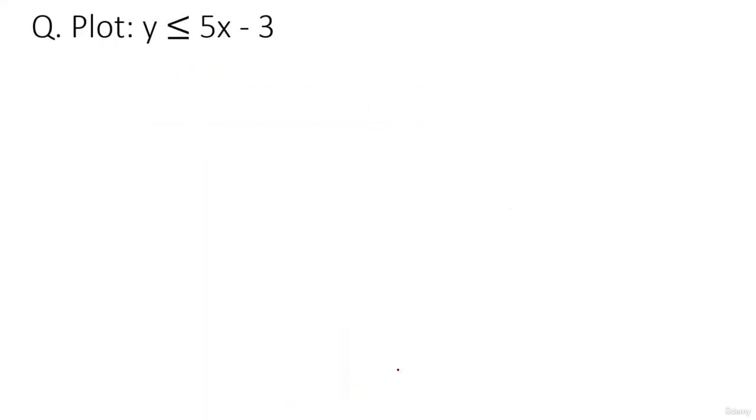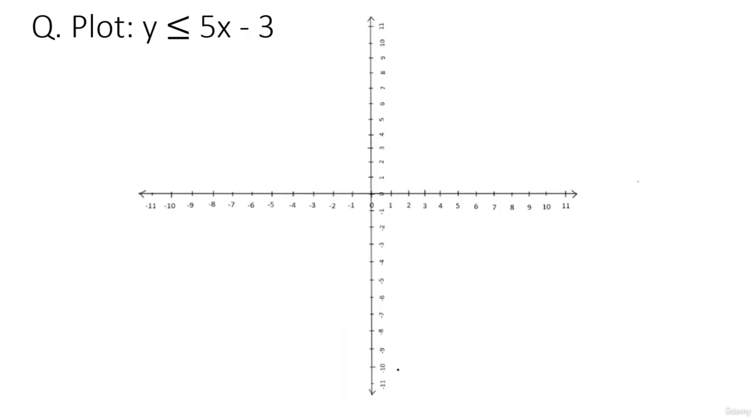Let's solve one more: y less than or equal to 5x minus 3. Again we consider the limiting condition or the boundary condition, which is y is equal to 5x minus 3. In this case we take the value of x as 0. What will y be? 5 into 0 minus 3. 5 into 0 is 0, minus 3 is minus 3. So when x is 0, y is minus 3. Same way, if you take x as 2, what will the value of y be? 5 into 2 minus 3. 5 twos are 10, minus 3 is 7.